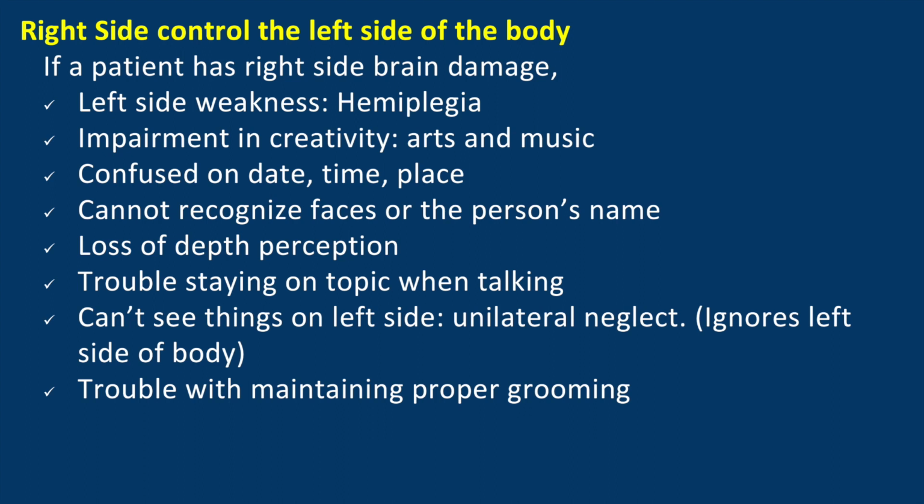If a patient has right side brain damage, left side weakness will happen. Hemiplegia, impairment in creativity, arts and music, and confusion about date, time, and place. The patient cannot recognize faces or people's names, and has loss of depth perception. The patient may have trouble staying on topic when talking. The patient can't see things on the left side. The patient will have unilateral neglect, ignoring the left side of the body, and trouble maintaining proper grooming.